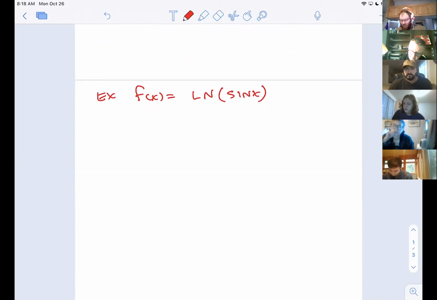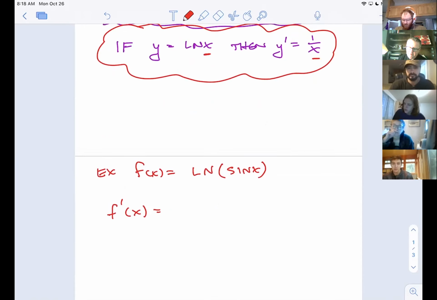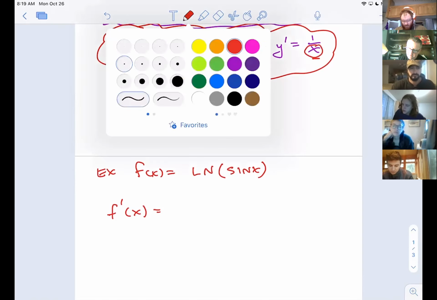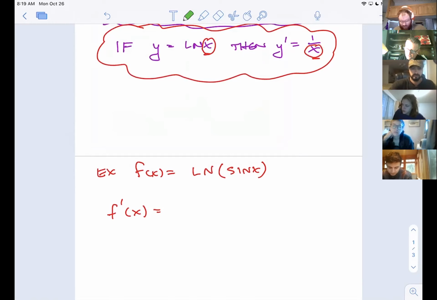So what is f prime of x equal to? This theorem, this truth, this formula that we just built says the derivative of natural log of x is 1 over x. And so when you're sitting down here and you say, hey, this is natural log of junk, then its derivative is 1 over the junk. Just because that's not an x doesn't change anything.